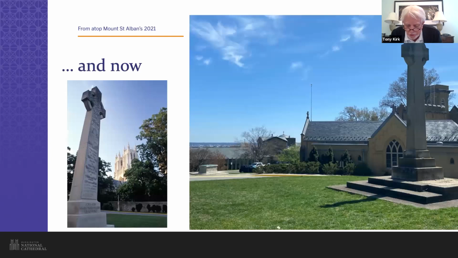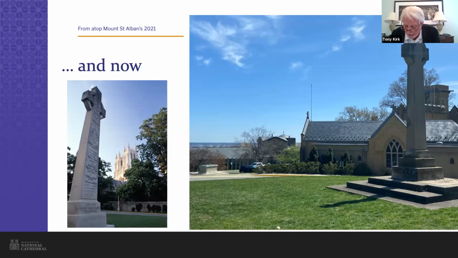The Peace Cross now, 123 years later, with the camera facing in a similar direction, out onto what is now Washington, D.C., instead of trees, we have the campus of Mount St. Albans School for Boys. In the distance, the cupola of St. Sophia's Greek Orthodox Cathedral, and faintly, the obelisk of the Washington Monument.